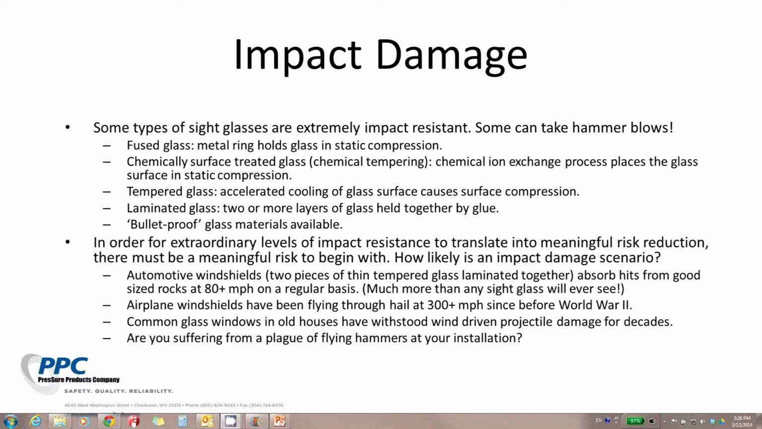Now, impact resistance is great, but is this really a risk that you have? If you think about it, car windshields take hits from good-sized rocks at 80 miles an hour or more. So, saying that a sight window will absorb hammer blows sounds good, but in order for that level of impact resistance to translate to reduced risk, you must first have that risk. So the question you want to ask is, do you have that kind of a risk?